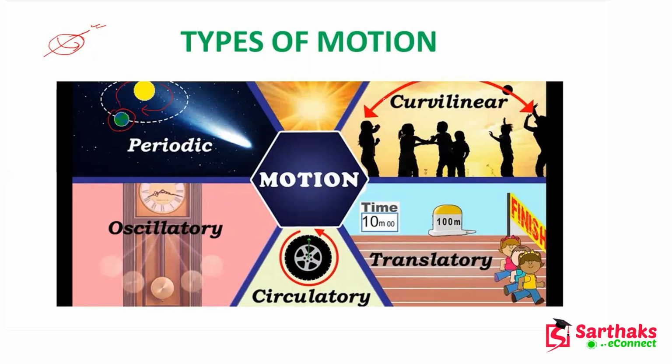Now, if I throw some ball towards one of my friends, here you can see that it will follow curvilinear motion. That means it will follow a curved line. So the ball will move from my hand to my friend's hand by following a curved line. So that is curvilinear motion. And then oscillatory motion, this wall hanging watch, that is very well known to us.